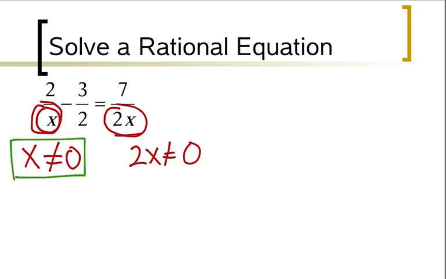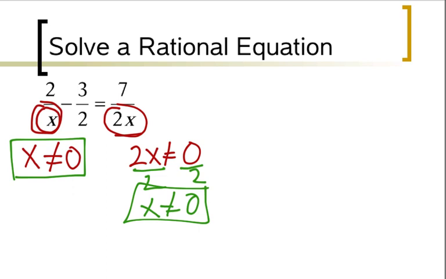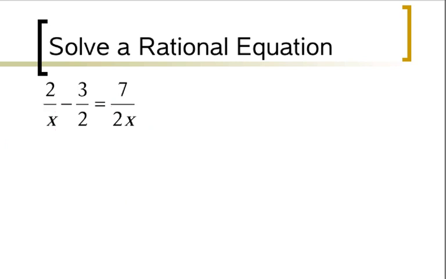Well, in this first one it's just 0. In the second one it's also just 0. If you divide by 2, you still get x can't be 0. So if we solve this whole problem and get x equals 0 as an answer, we have to go back and say that solution is invalid, because at the beginning we said x can't be 0. Okay, so I'll erase that and put it off to the side. We remind ourselves that x can't be 0, and then we go ahead and work on solving.